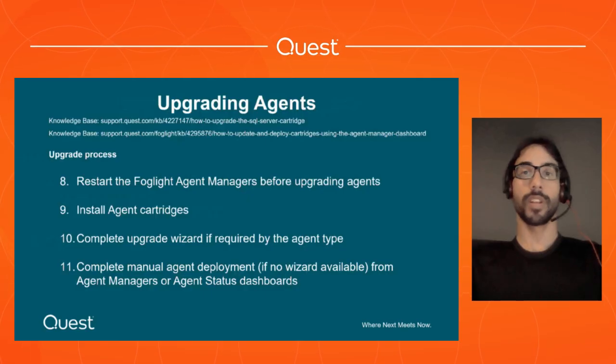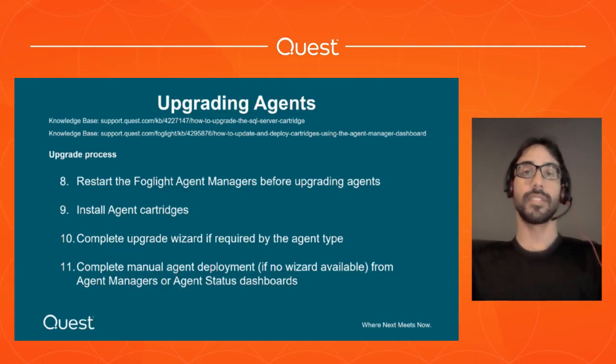Moving on to the upgrade of the agents, we recommend to restart the Foglight agent managers before performing the upgrade. This is to ensure that they are able to restore without issues and reconnect back to the Foglight management server. If any problems are encountered at this point, then those can be investigated before proceeding with the upgrade.